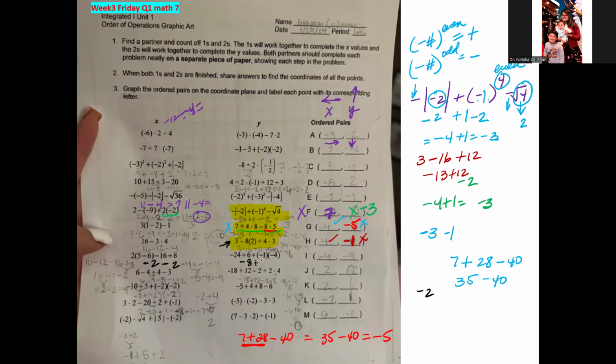I got 20. That's not correct. Explain to me how you did it. What do you do first? Which is? Negative 8 times 2, which is negative 16. So 3 minus 16. So write that down. 3 minus 16. And then what do you do next?